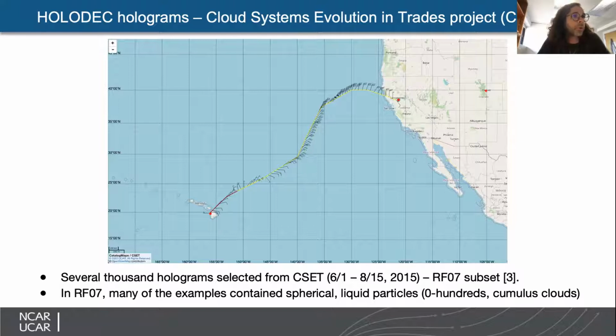And in particular, we're going to focus on one of the subsets of the CSET, which is called the RF07 subset. And in this picture here, I'm showing you the flight path of it. So I think if I got this right, the probe took off from Hawaii sometime in the summer of 2015, flew around the Pacific Ocean, and then wound up landing up there in Central California. I think it was Sacramento, as you can see here. So this is sort of summertime, right? It's pretty warm in this region. And as far as I know, most of the clouds that were captured, that the plane flew through to obtain these hologram images, were mainly cumulus clouds.